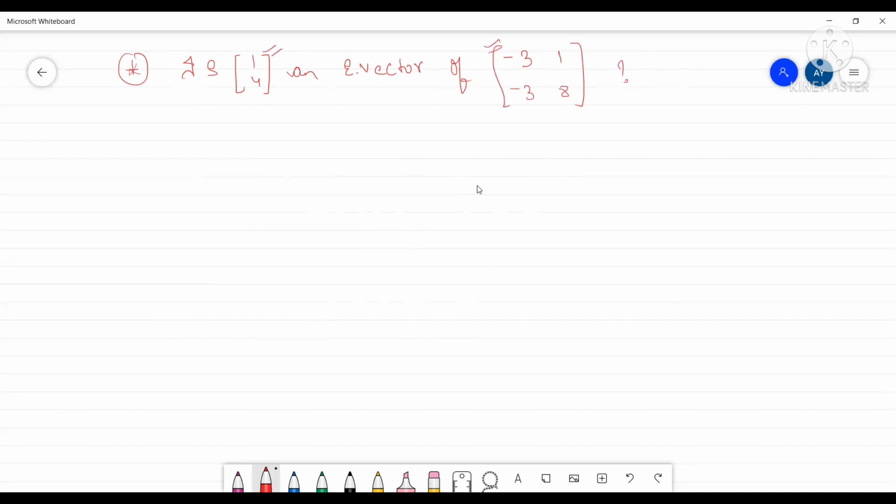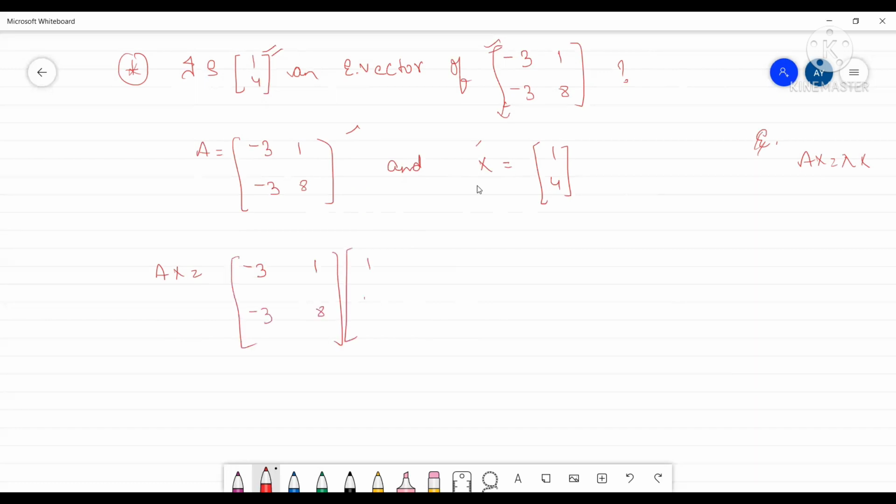For that, what do we have to find? We first assume that A equals the matrix with rows (-3, 1) and (-3, 8). Take the matrix, and take the vector x equals (1, 4). Now what is the eigenvalue formula? That is the definition: Ax equals lambda x. So what is Ax? Just multiply these. You'll get the matrix (-3, 1; -3, 8) times the vector. I hope you know how to multiply the two matrices. You have to multiply like this.